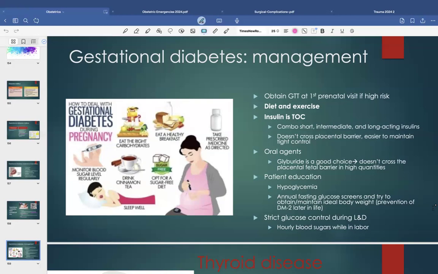Want to educate, talk to your patients about what hypoglycemia looks like, so they're aware of the signs. Annual fasting glucose screens to try and obtain or maintain body weight. We want to prevent diabetes in the future. Strict glucose control during labor and delivery. So they're probably going to do hourly blood sugars while they're in labor.